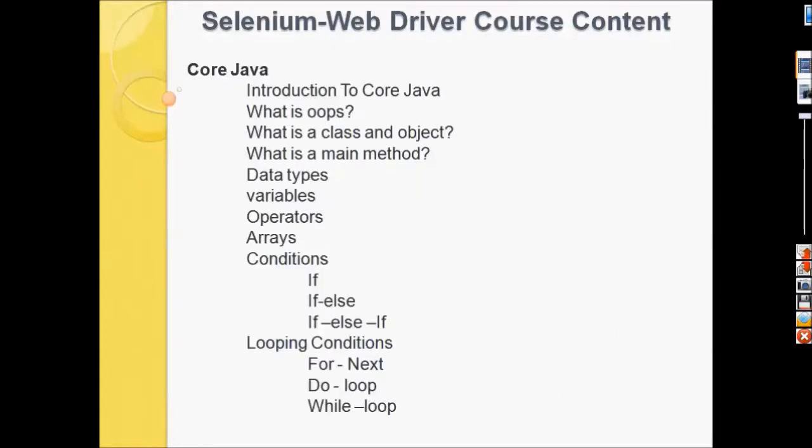Coming to core Java. If you want to go for an automation tool, you must know some language compulsorily. We prefer Selenium with Java because most companies go for this combination. Selenium is open source, Java is also open source, and Java works in a very powerful manner with Selenium. Now I will give the introduction of core Java: what is OOPs, what is a class, what is a method, data types and variables, operators, arrays, conditional statements, looping statements. I will discuss all this from the basics onwards.